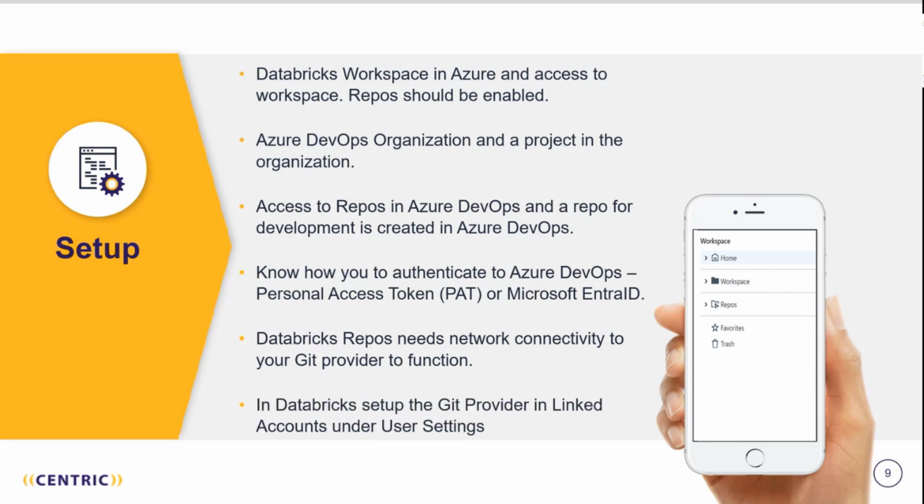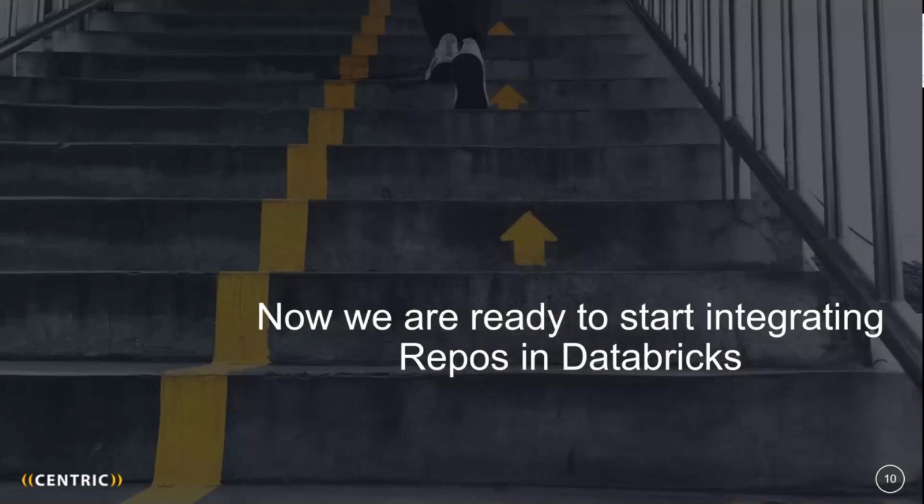And one more thing that I would like to mention here is that when you log into Databricks and go to the user settings, you want to make sure that you have added your Git provider as a linked account under the user settings. Then you will be able to add that particular Git provider and connect your repo. And I'll show you that in the demo, how to do that. So these are all the setup steps, and now we are ready to start integrating repos in Databricks.